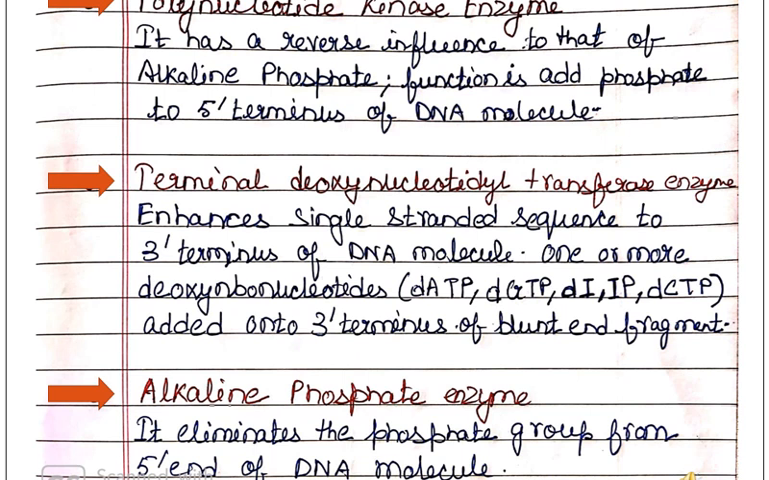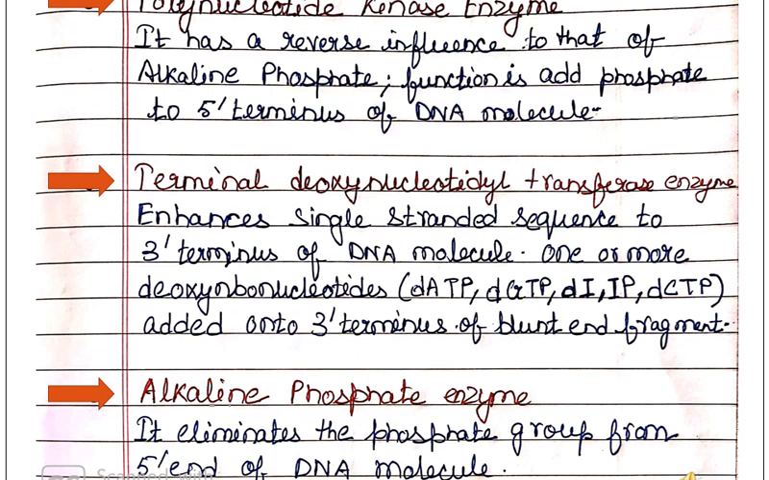Now the second last is terminal deoxynucleotidyl transferase enzyme. It helps in adding a single-stranded sequence to the 3' terminus of a DNA molecule. One or more deoxynucleotides like dATP, dGTP, dTTP, dCTP. These are the types of deoxyribonucleotides which are added onto the 3' terminus of a blunt end of a DNA fragment.